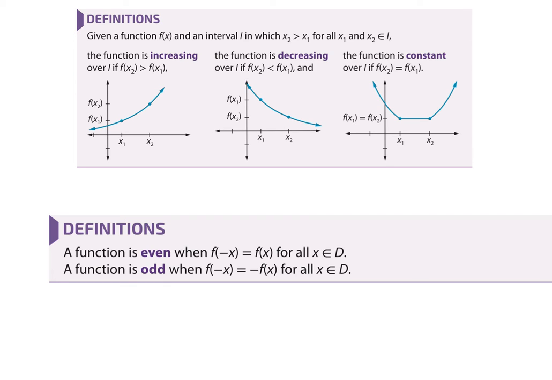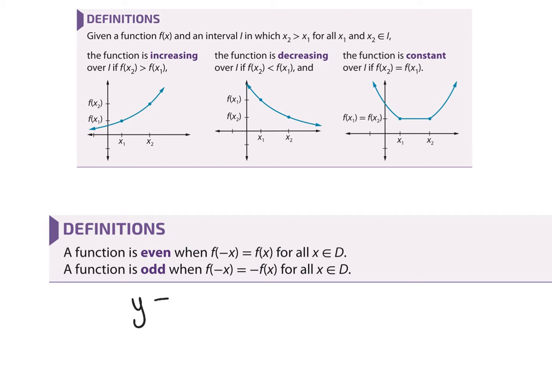The next definition they're gonna throw out here are the terms even and odd, okay? Even means that you could replace every single x in the function with a negative x and it would not change the function. Odd means if you put a negative x in for every single x, it's going to negate the entire function, okay? So I'll give you an example.